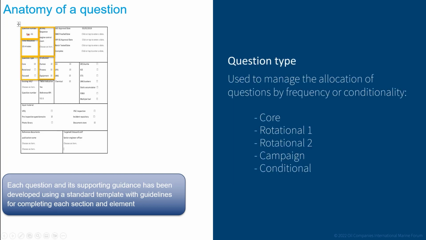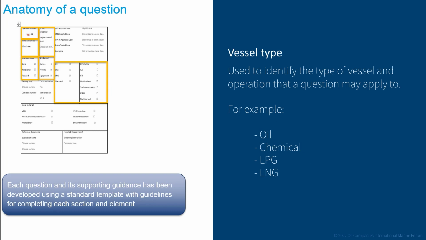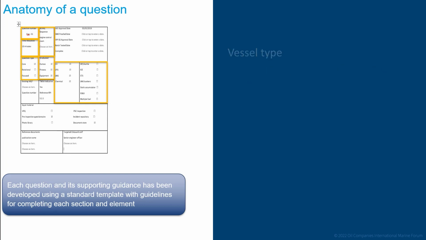Question type, used to manage the allocation of questions by frequency or conditionality. Core, rotational 1, rotational 2, campaign, conditional. Vessel type, used to identify the type of vessel and operation that a question may apply to. For example, oil, chemical, LPG, LNG.